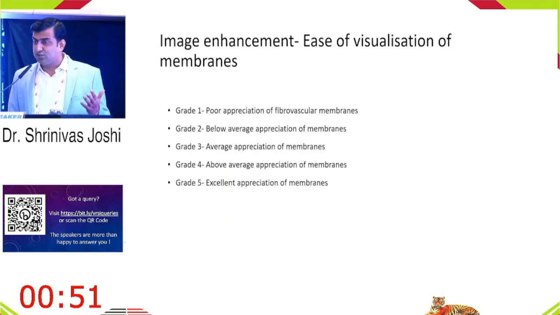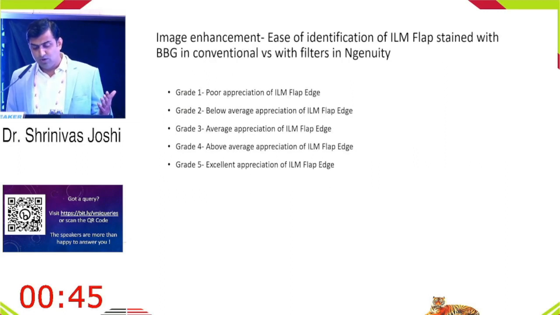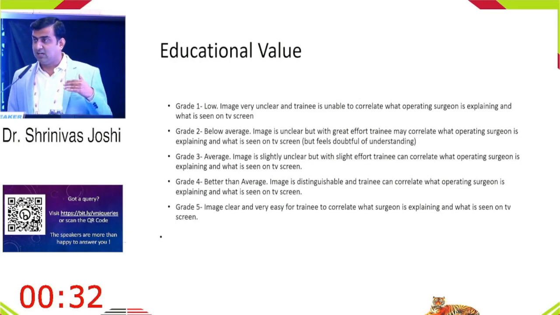Ease of visualization of the membranes, from the poor appreciation to the excellent appreciation of the membranes, is what we are looking into now. And we are also looking into the ease of identification of the ILM flap stained with BBG in conventional versus the 3D system. That is, grade 1 is the poor appreciation and grade 5 is the excellent appreciation of the ILM flap. It has a wonderful, great educational value.